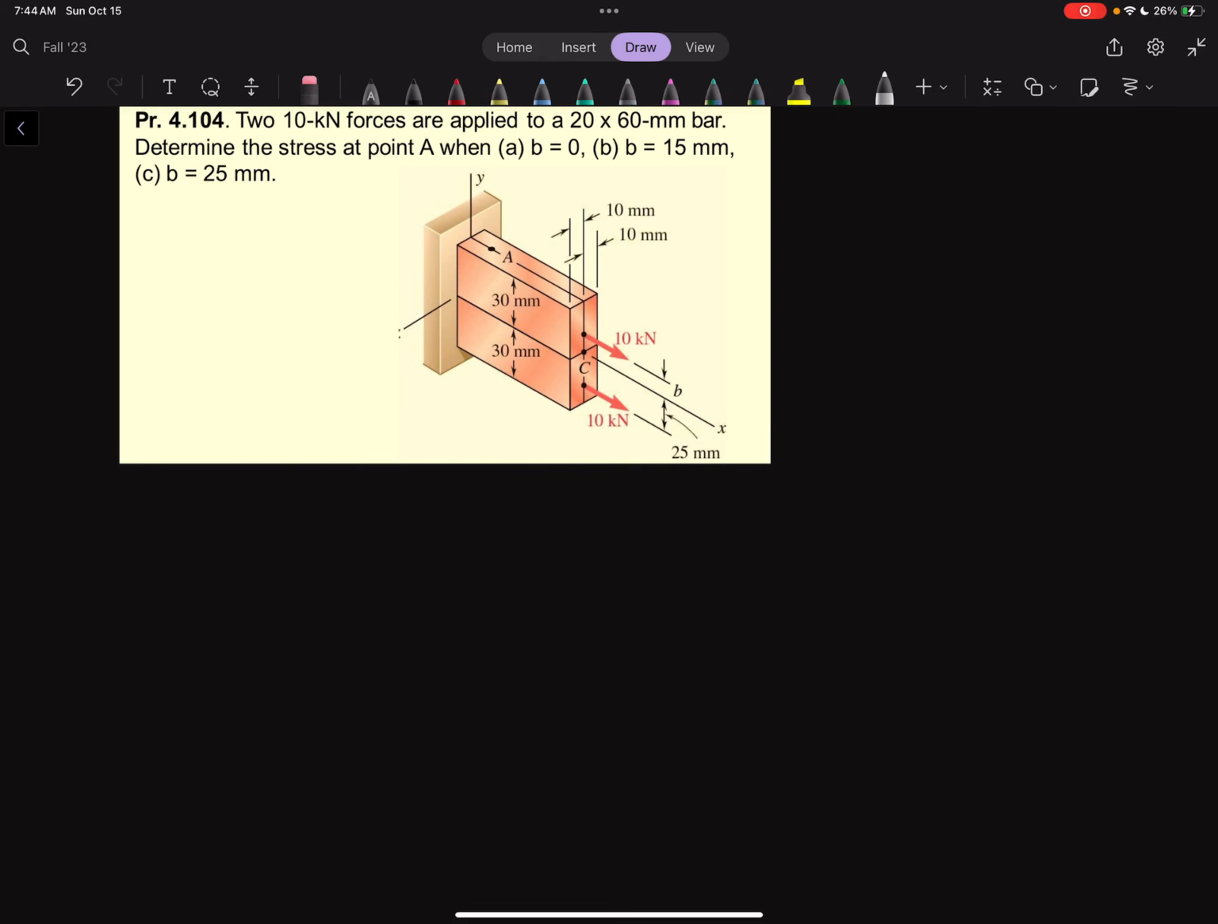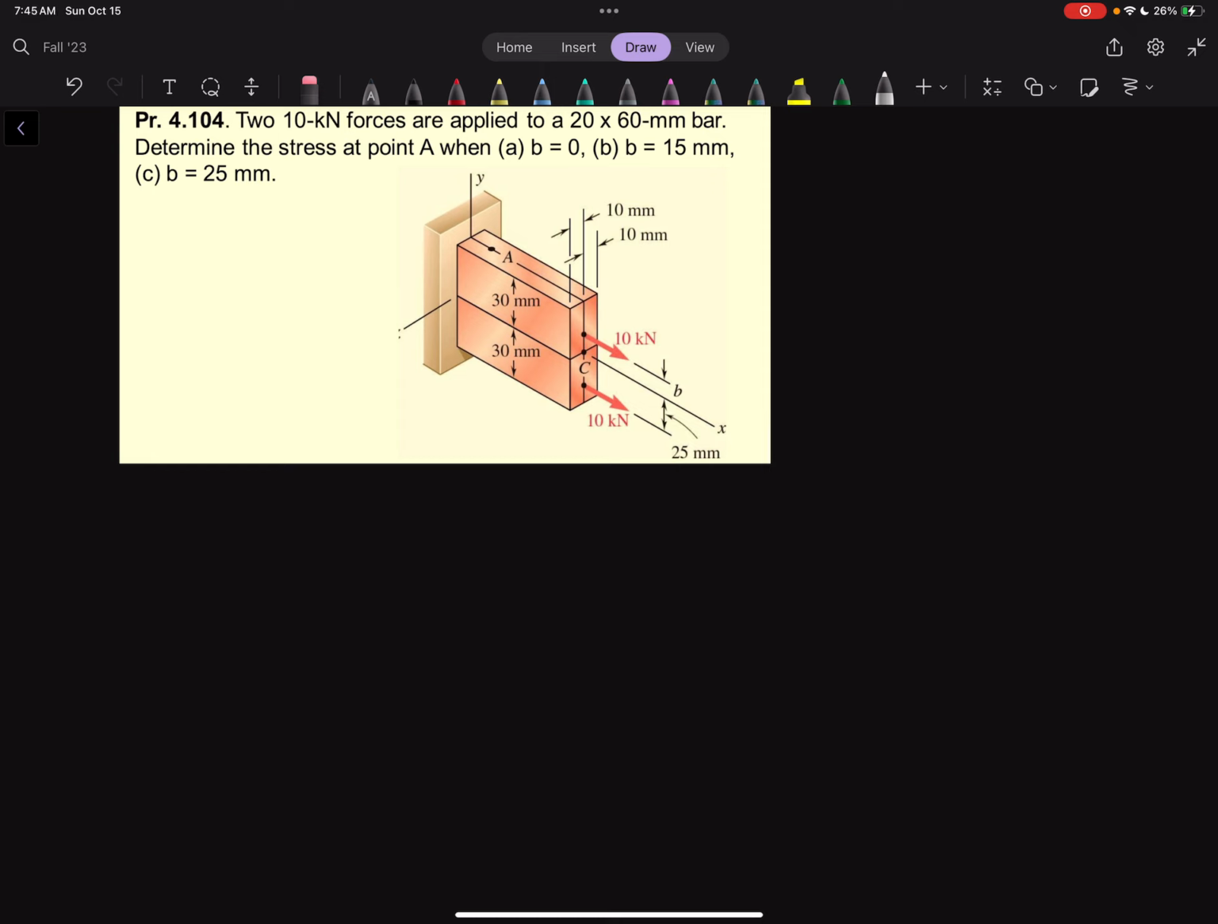Two 10 kilonewton forces are applied to a 20 times 60 millimeter bar. Determine the stress at point A when B is equal to 0, when B is equal to 15 millimeters, and when B is equal to 25 millimeters.